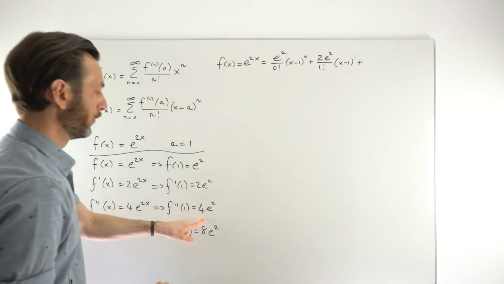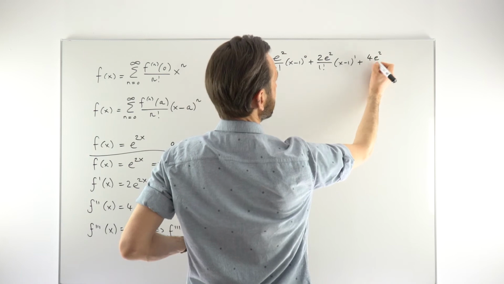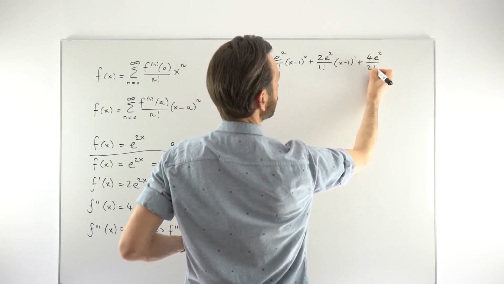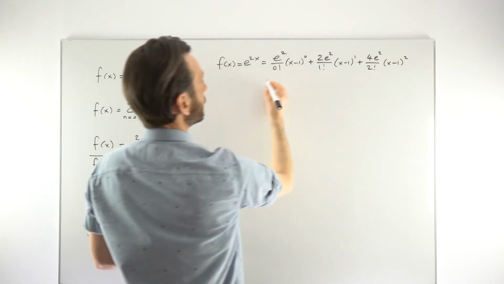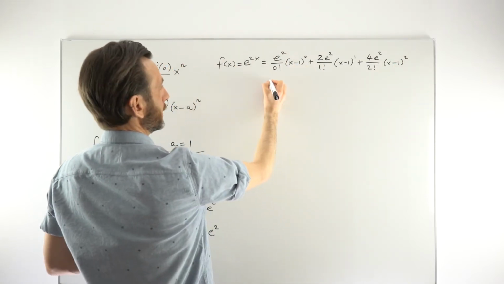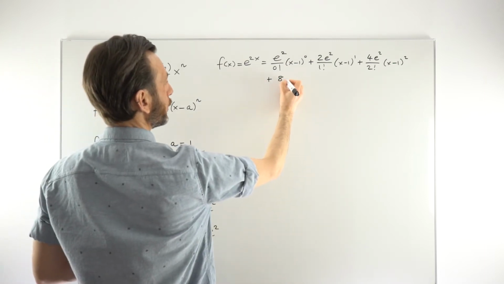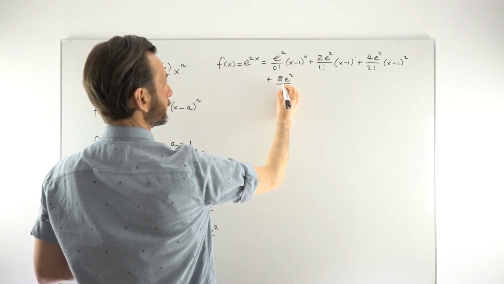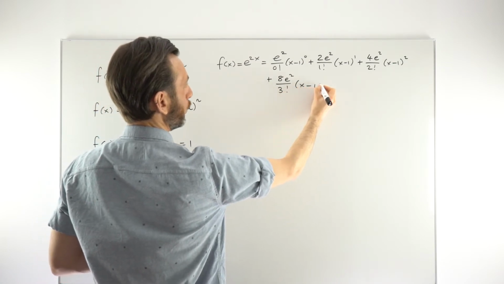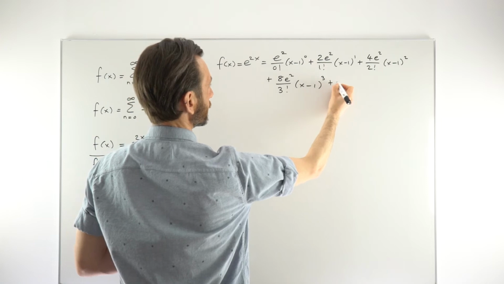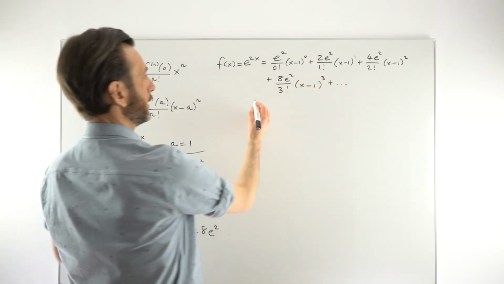just becomes fairly obvious. We're just putting in these numbers that we already generated. 4e squared over 2 factorial, x minus 1 to the power of 2. And then the next term here, which is this guy, 8e squared over, putting in 3 this time, so 3 factorial, x minus 1 to the power of 3. And then we would just carry on like that indefinitely. So if you can simplify these, then go ahead.